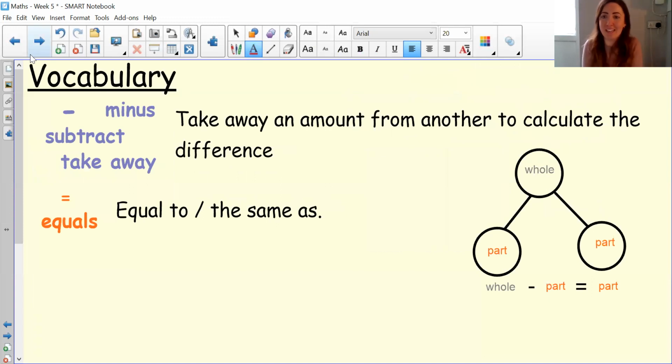So here's our vocabulary, same vocabulary we've had for ages now. As a reminder, we've got our subtraction number sentence, or minus, subtract, take away, all means the same thing. And it means to take away an amount from another to calculate the difference. And then equals means equal to or the same as. Here's our subtraction number sentence. So we start with a whole number when we subtract, we take away a part, and that equals the other part.